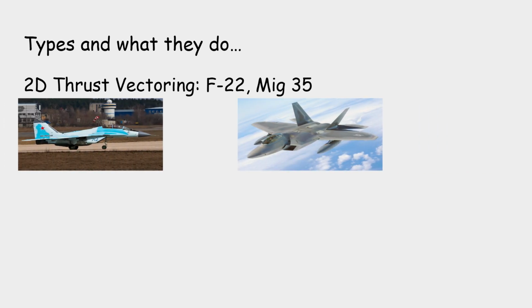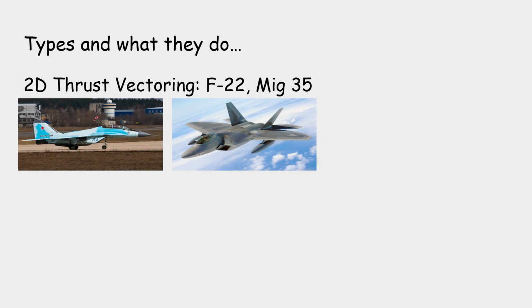Thrust vectoring also comes in different dimensional forms, affecting how an aircraft maneuvers. The F-22 Raptor uses 2D thrust vectoring, with nozzles that pivot up and down for enhanced agility. It also employs shock vector control, refining exhaust flow for precise maneuvering.